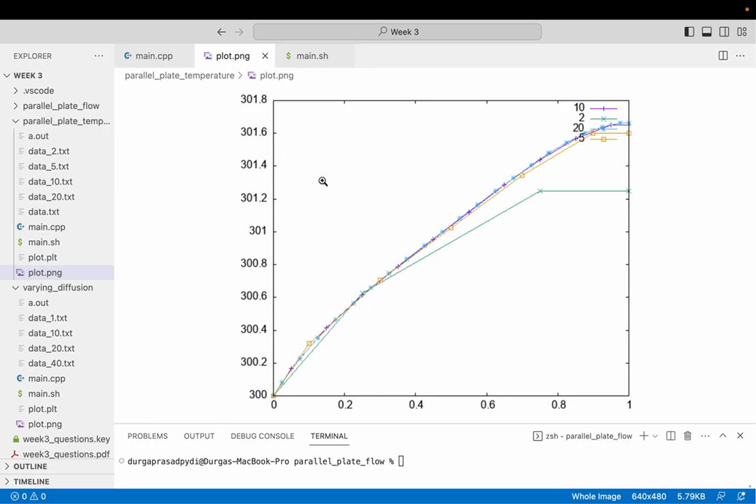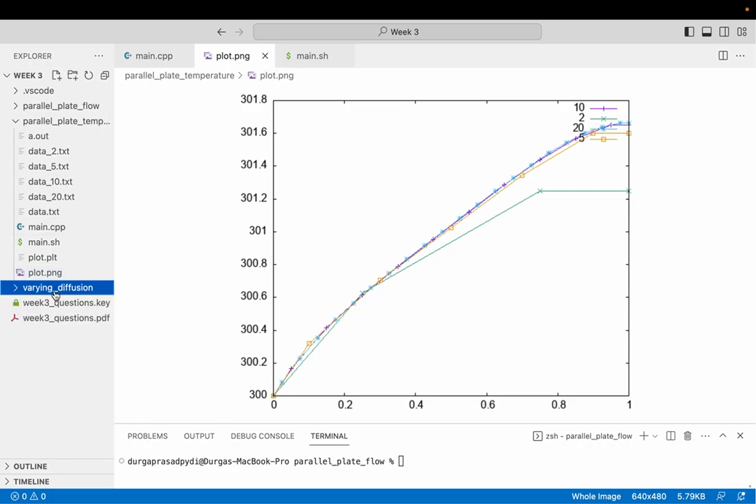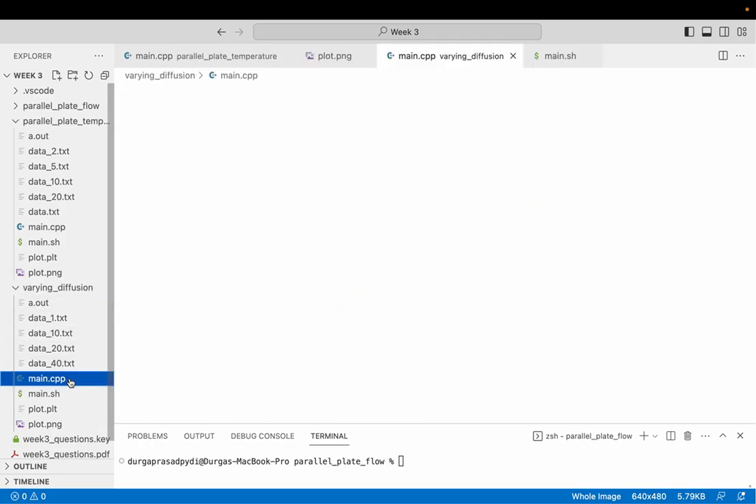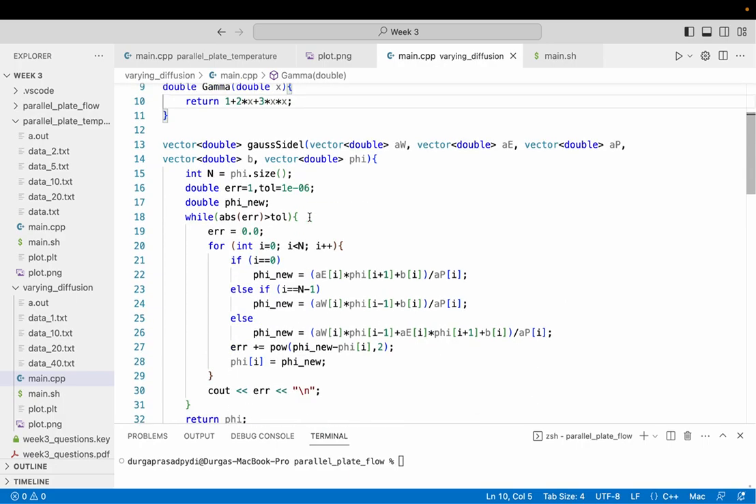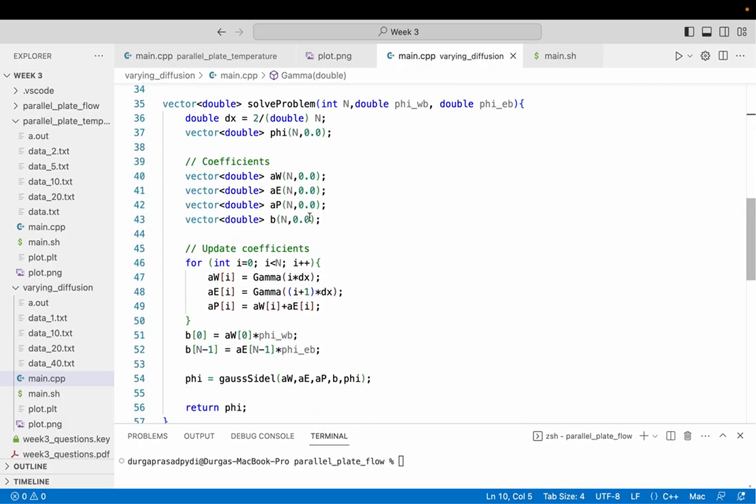Okay, and this is our original problem. This is a variable diffusion coefficient, where you have your gamma as a function of x, so 1 plus 2x plus 3x squared. If you just take that into the equation, the only difference you will be getting here is in your coefficients, where all your coefficients will be a function of x.